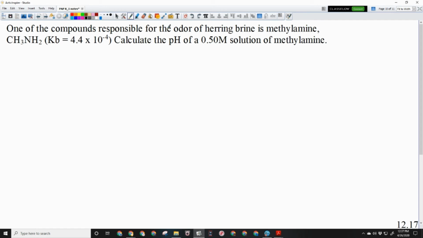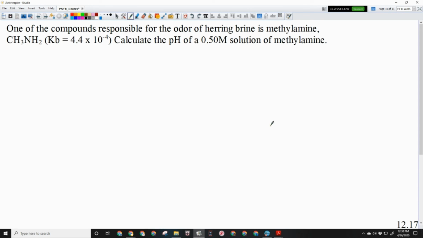One of the compounds responsible for the odor of herring brine is methylamine. There's the formula. Its Kb is 4.4 times 10 to the negative 4. Calculate the pH of a 0.50 molar solution of methylamine.